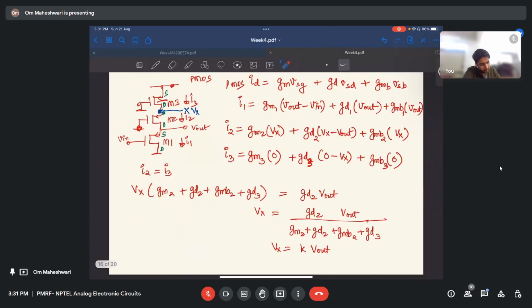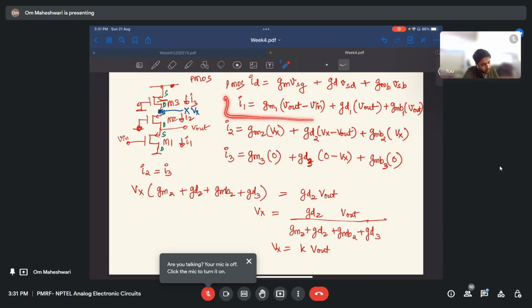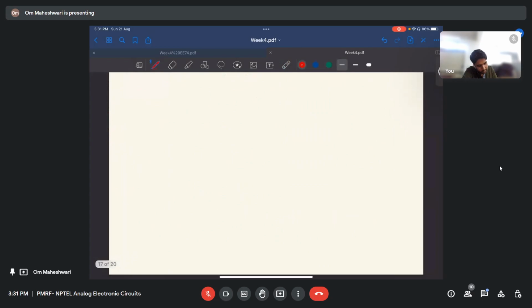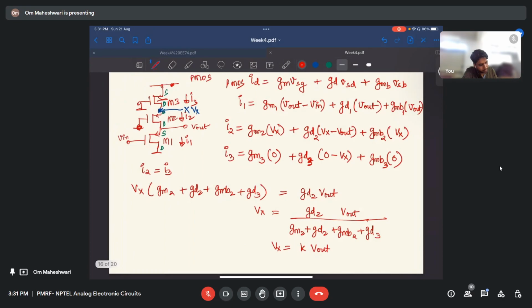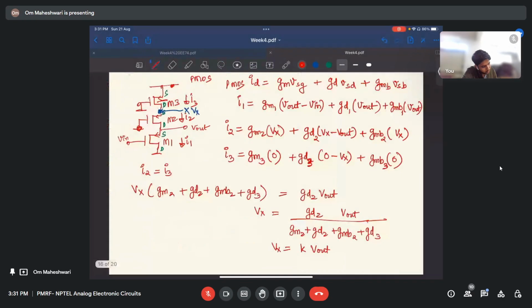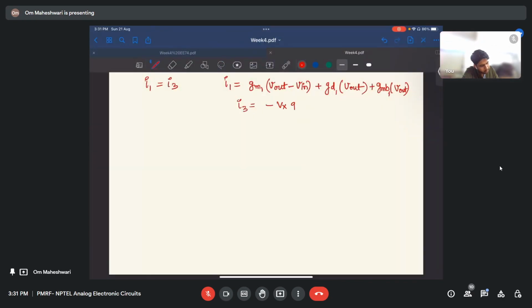Next, to solve, we will take these two equations, I1 and I3. So now we know what is Vx in terms of V out, so we will get a relation between V out and V in, right? So let us take I1 equals to I3. Let me copy I1. And I3 was GD3 minus Vx GD3.